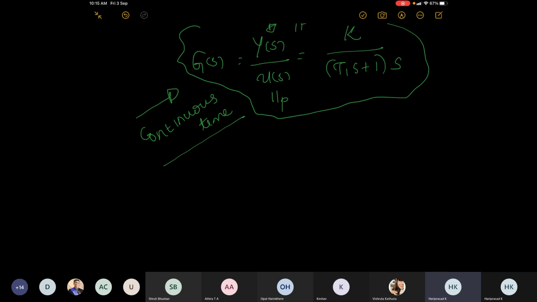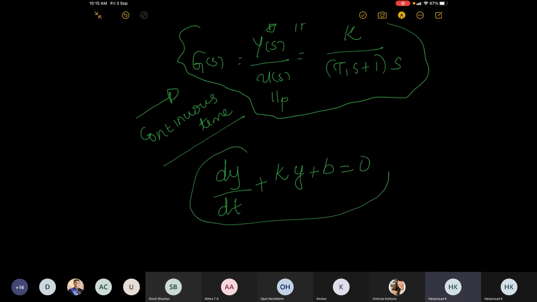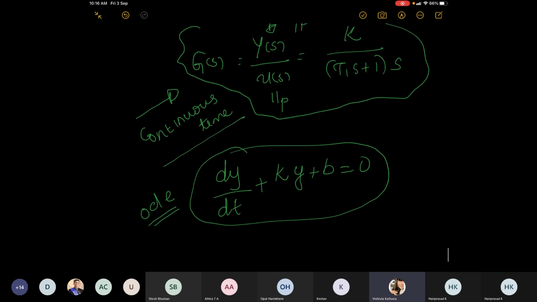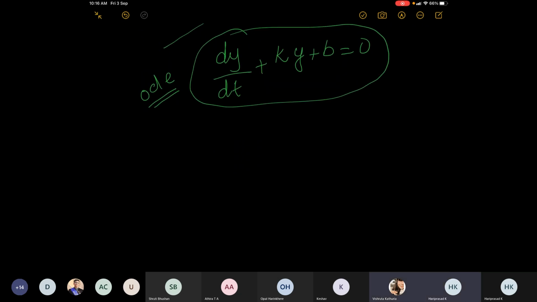So forget about this. Now let's say you have an equation. Is this continuous time or discrete time? So this is an ODE. Is this in continuous time or discrete time? Continuous time. And what is the discrete time equivalent of this? What I understand from continuous time is that a function should be defined for all time in an interval. So here we can take y as a function of t, which is continuous.